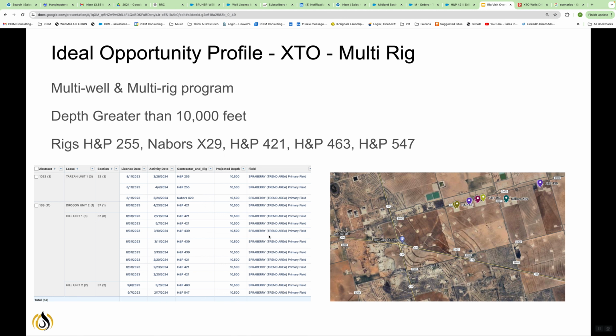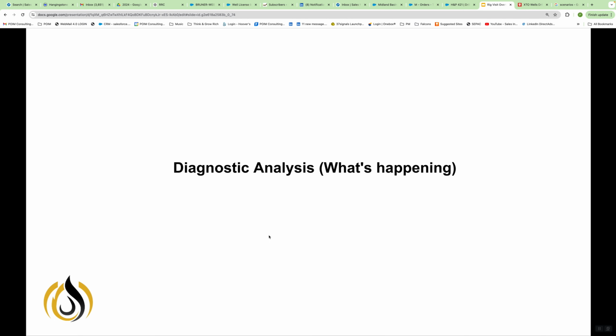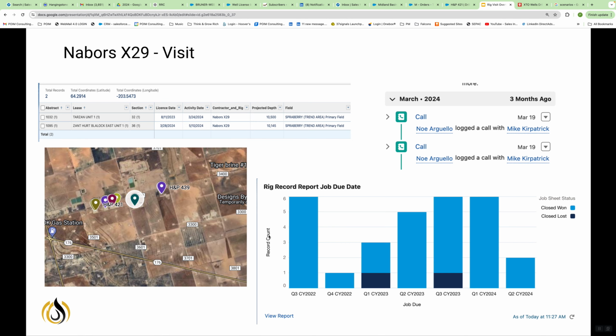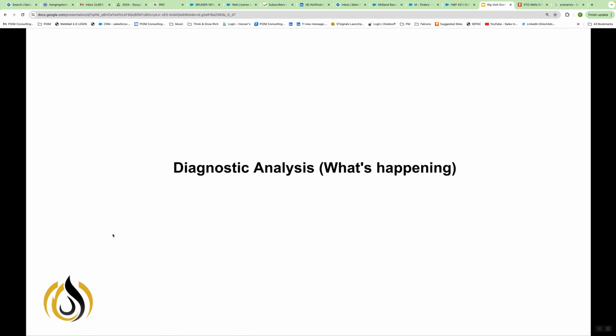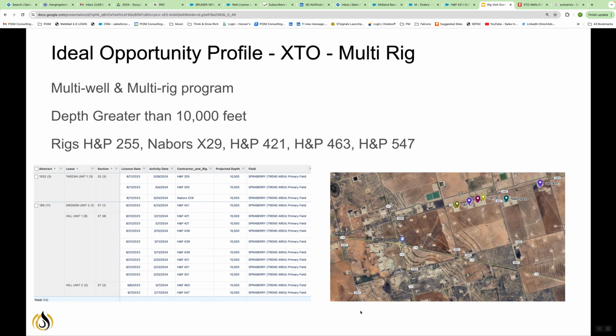So what is it that we're looking for associated with that? Now we say, okay, what's happening? This is the rig visit side of things. I'd recommend taking a look at Neighbors X29. Maybe check the Inverness data before you head out there, location wise. But it should be pretty easy to find if we go back to the map.